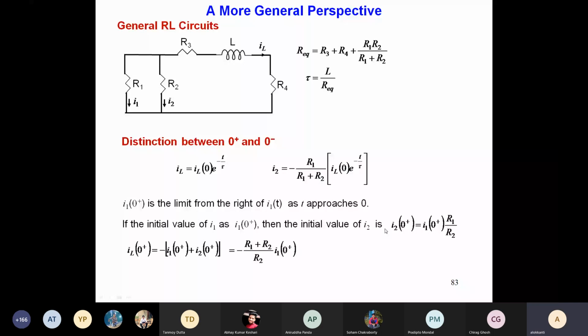So your I2 is basically, I2 is what? So this is I2. You see that I2 is minus R1 by (R1 plus R2) times IL(0) e to the power minus t by tau. If you put this expression for IL(0) here, what will happen? This minus and minus will cancel, the R1 plus R2 will cancel in the numerator, and what you are left with is I1(0+) R1 by R2 e to the power minus t by tau. So just substituting this IL(0) here.